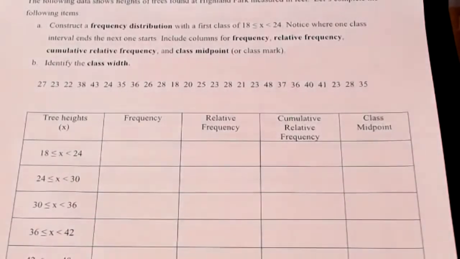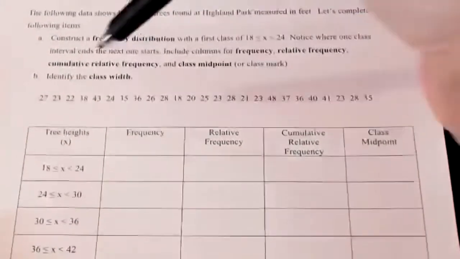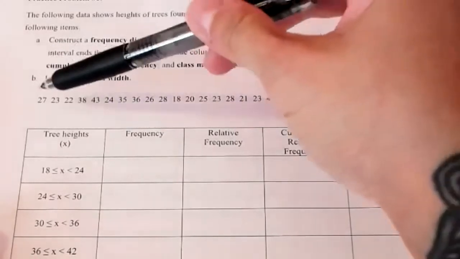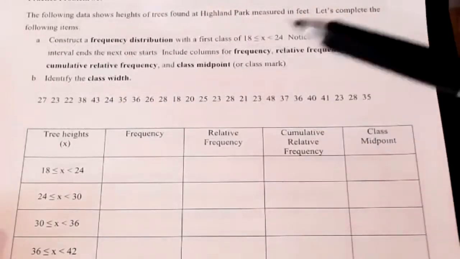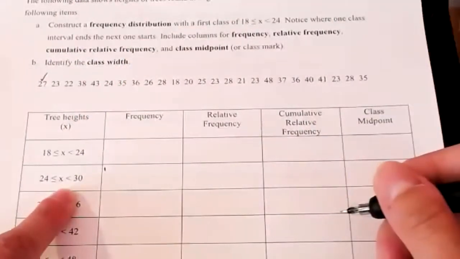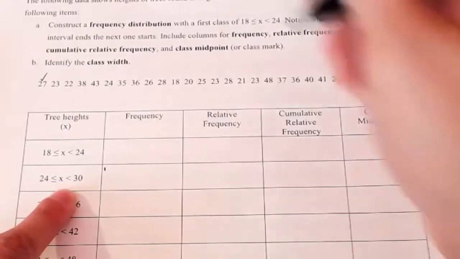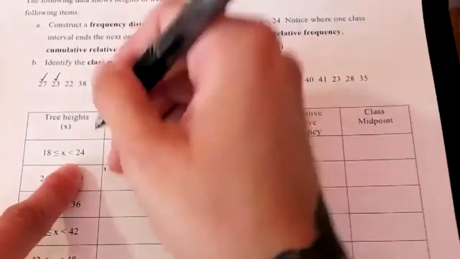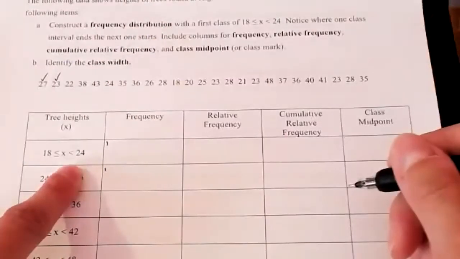Okay, so what I like to do personally is I like to write tally marks as I do this, especially when you have data that's all over the place like this. I do not like to look for them and then mark them down. I simply say, okay, we have 27. That means we are in the second class. I'm going to put a little tally mark. We have the next height, which is 23 feet. So that's going to be in our first class. And I'll put a little tally mark.